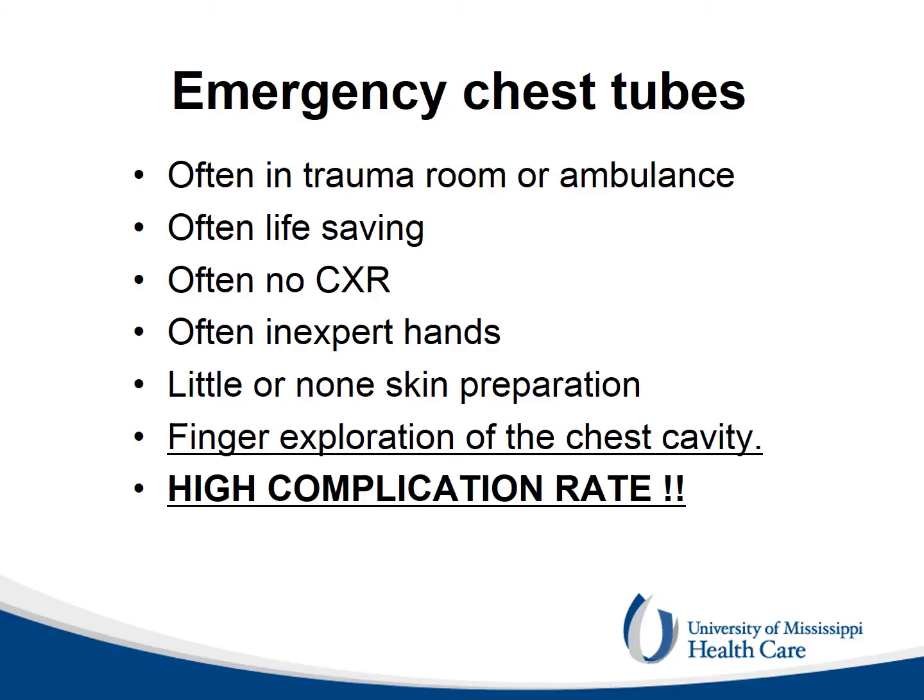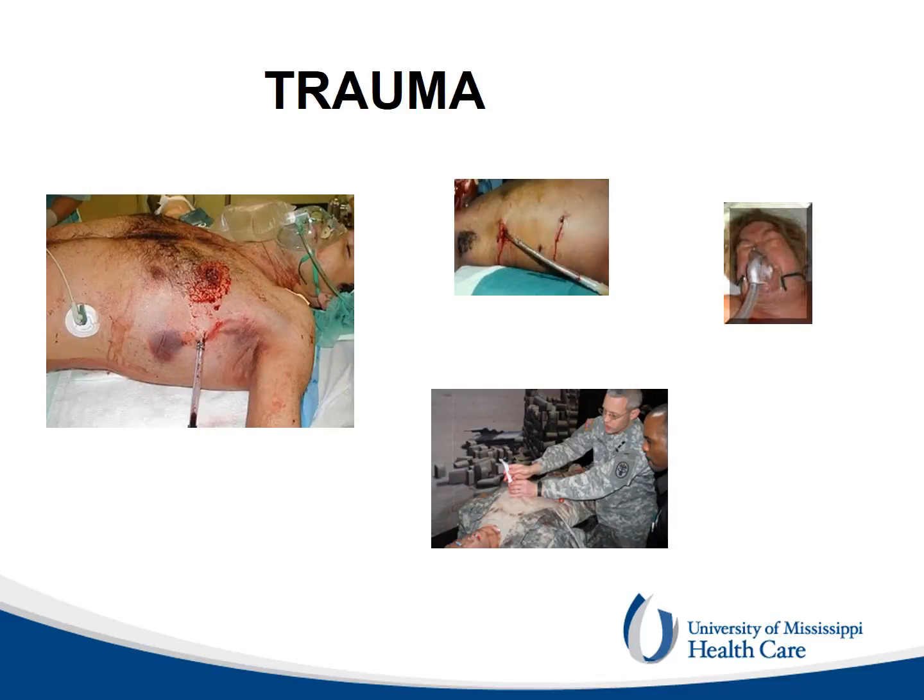Emergency chest tubes are often inserted in the trauma room or in an ambulance when indicated to save the patient's life. Often, no previous chest X-ray is available. Finger exploration of the chest cavity is indicated upon entering the chest cavity to rule out lung adhesions. They tend to have high complication rate. This is the typical scenario of chest tube in the emergency setting.